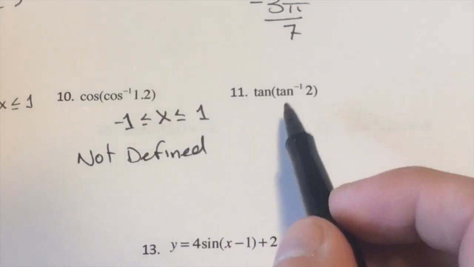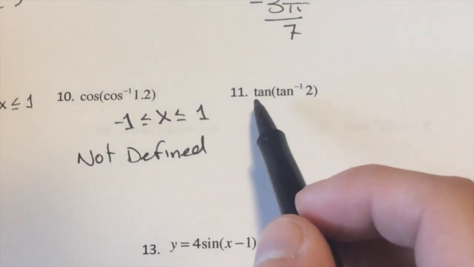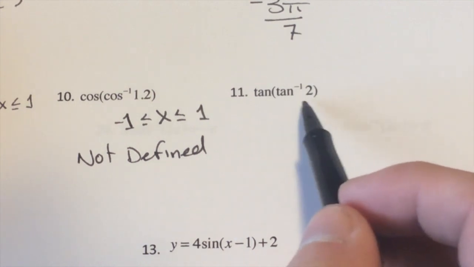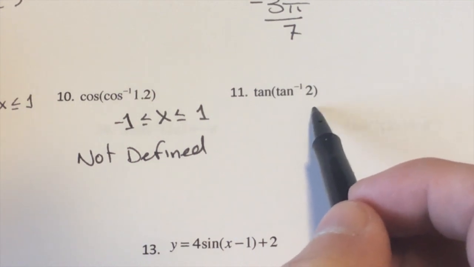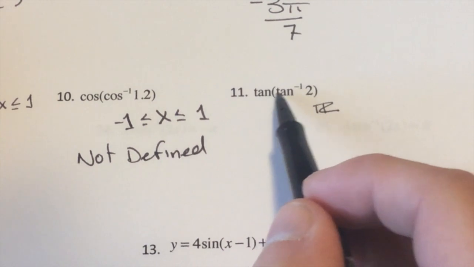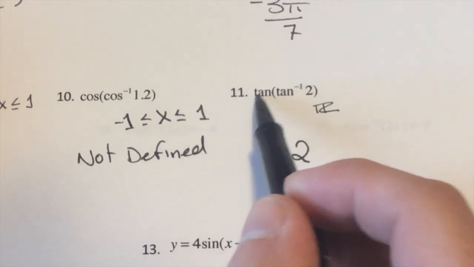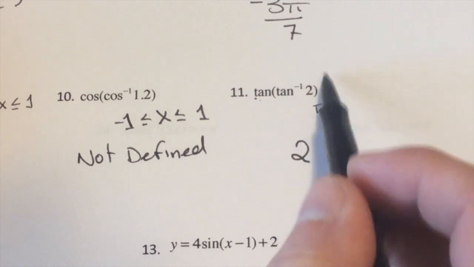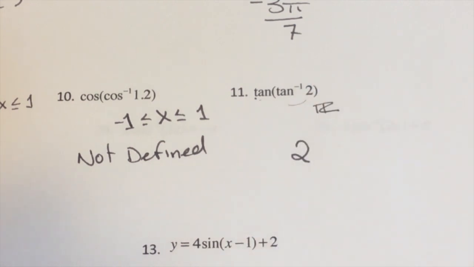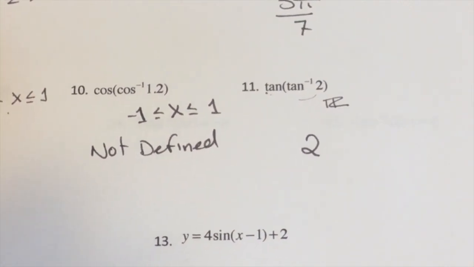And last up, what is the tangent of inverse tangent of 2? The domain for the inverse tangent is all reals, so these two just undo each other, and I'm left with 2. At what value is this angle 2? Well, it's just 2. Moving on.